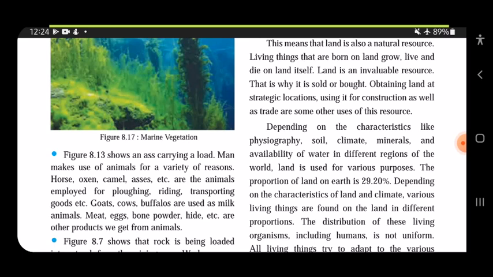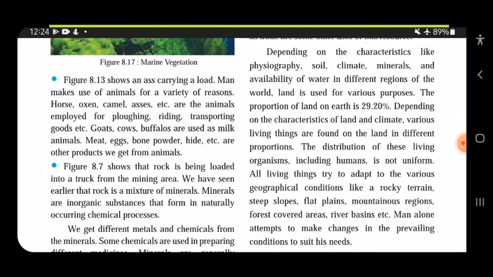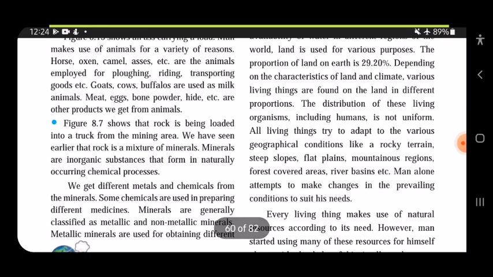Obtaining land at a strategic location, using it for construction as well as trade are some other uses of this resource. So for what other purpose do we use land? For constructing buildings, for trade purposes, okay? Depending on characteristics like physiography, soil, climate, minerals, and availability of water in different regions of the world, land is used for various purposes. The proportion of land is 29.20%.